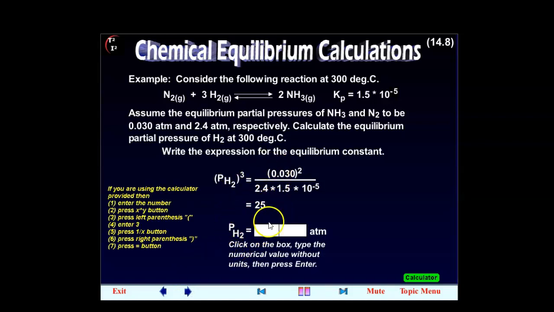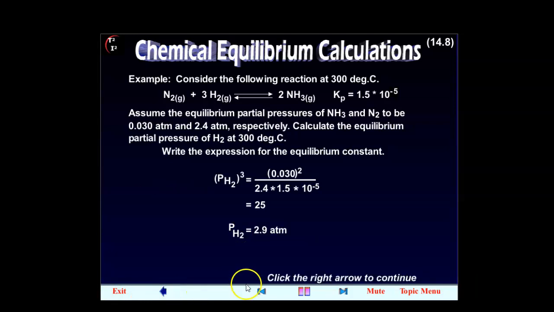All right, in order to get the partial pressure of hydrogen, remember, the partial pressure of hydrogen cubed equals 25. So you find the cube root of 25. That should give you something like 2.9 or so, thereabouts. Any question on this? You can pause the video to check it again. Make sure you use your calculator to check the answers.